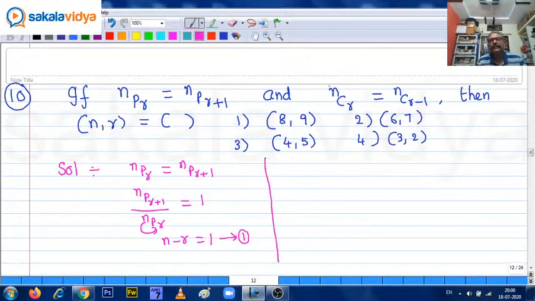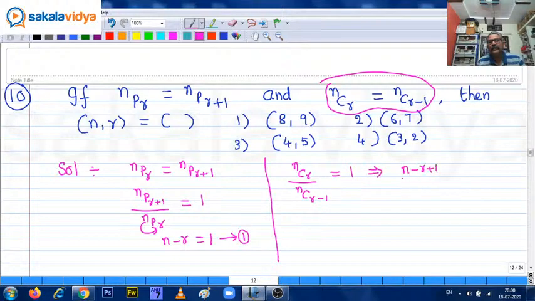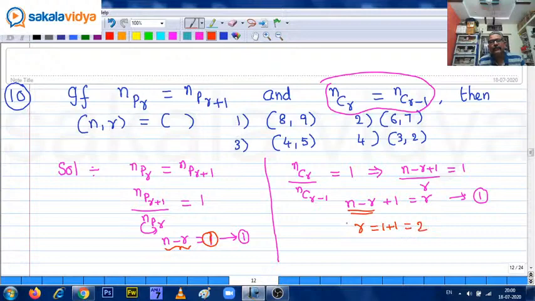In the similar manner, this can be written as nCr upon nCr-1 equals 1. This also has a shortcut formula, which implies (n minus r plus 1) upon r equals 1. So n minus r plus 1 equals r. As we know n minus r equals 1, let us replace it. We get r equals 1 plus 1, which is 2. R is equal to 2.